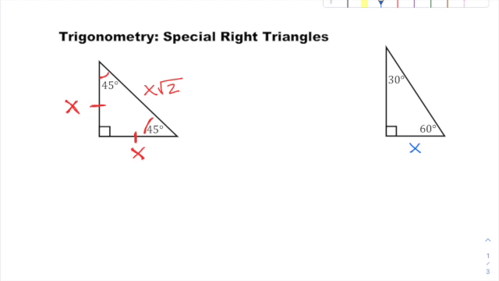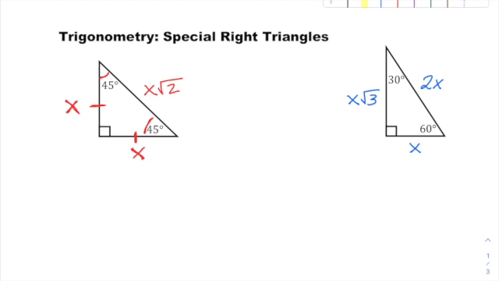Whatever's across from 30, the short leg, we call that x. The hypotenuse is always going to be double that length, 2x. And the long leg, you can find with the Pythagorean theorem if you know two sides, but what you always are going to find is that the altitude is x root 3. It's whatever that short leg is, multiplied by root 3. A little bit longer, but not as long as multiplying it by 2, which gives you the hypotenuse. So there are the relationships you need to know.